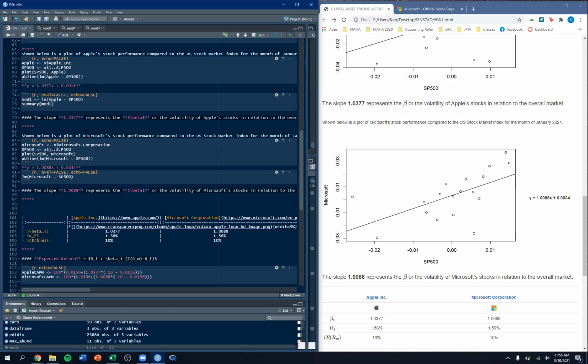Okay, so yes, beta is the effect on your stock of any change in the market. Ang market natin dito si S&P 500. So sinasabi diyan sa beta na yan, pag si market, si S&P 500 tumaas ng 1%, Apple will increase by 1.0377%. On the other hand, Microsoft will only increase by 1.0088%, no? So mas sensitive si Apple sa market kaysa kay Microsoft. Okay, ibig sabihin mas risky si Apple.